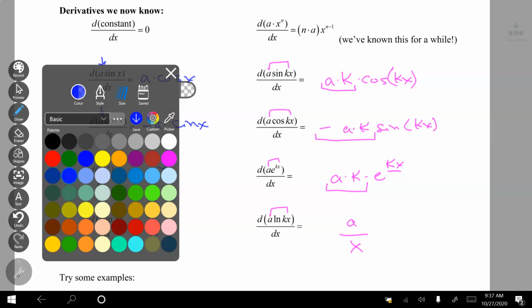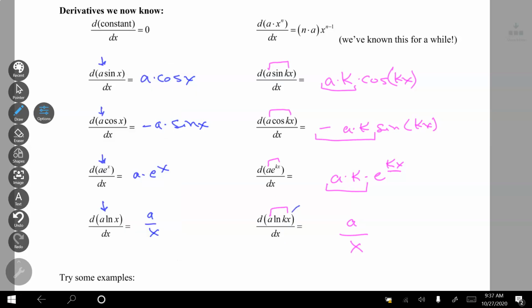That did not matter. Let me write that down. This k did not matter. But remember we talked about the argument. Sine of kx is going to be a cosine of kx. Cosine of kx is going to be a sine of kx. The exponent e to the kx is still e to the kx. That does not change.